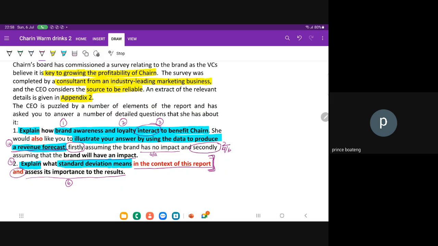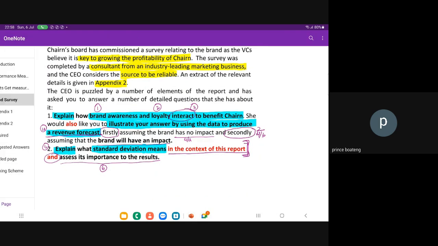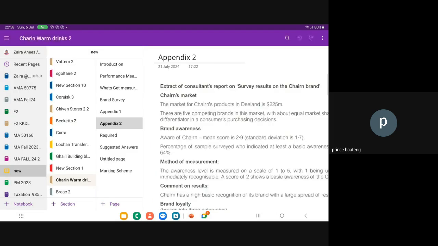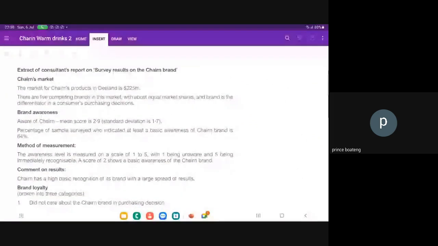So there are approximately 6 things which you have. And this is basically something where students generally miss one or two requirements because they forgot to do it, right? So let's try to see appendix number 2. This is appendix number 2, right?